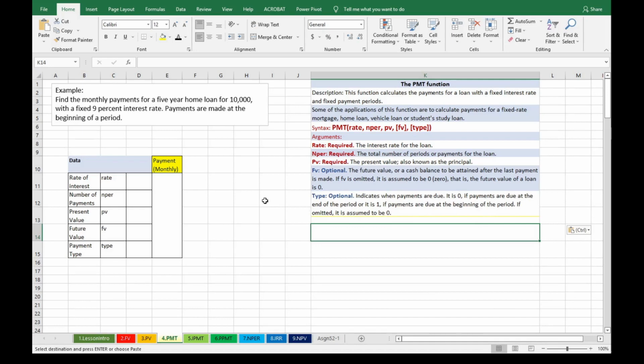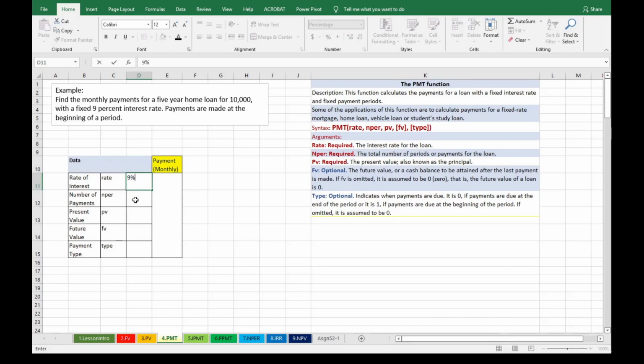Now let's see an example for this. So here we need to find the monthly payments for a 5-year home loan for 10,000 with a fixed 9% interest rate. Payments are made at the beginning of the period. Now remember, here we need to find the monthly payments. So rate of interest is 9%. Then the number of payments, for 5 years we want, so that will be equal to 5 years times 12 months, that is 60 months.